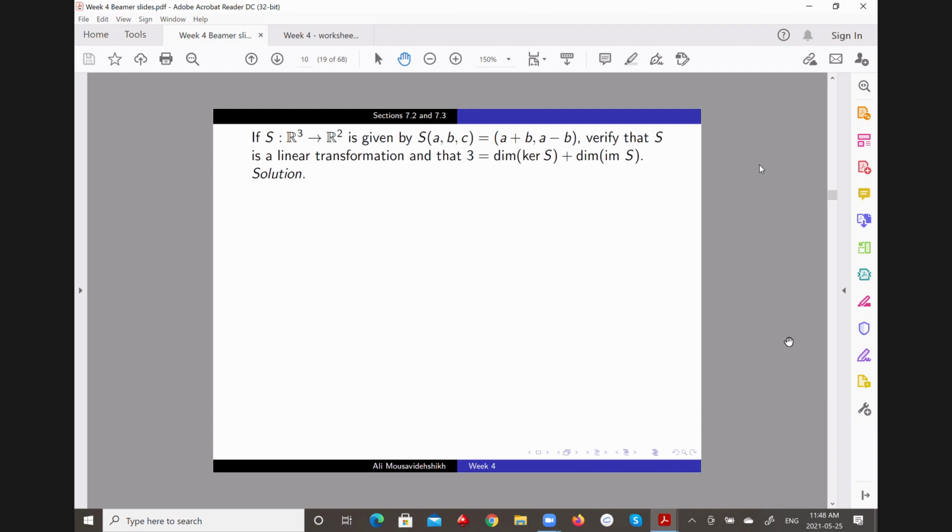If S from R3 to R2 is given by S of (a, b, c) equaling (a plus b, a minus b), verify that this is a linear transformation and that 3 is equal to the dimension of the kernel of S plus the dimension of the image of S. This I will leave to you to do, but it's a good practice exercise. Find the kernel of S, find the image of it like we did before for another question, and then verify that their dimensions sum to the number 3, which is the dimension of the domain R3.